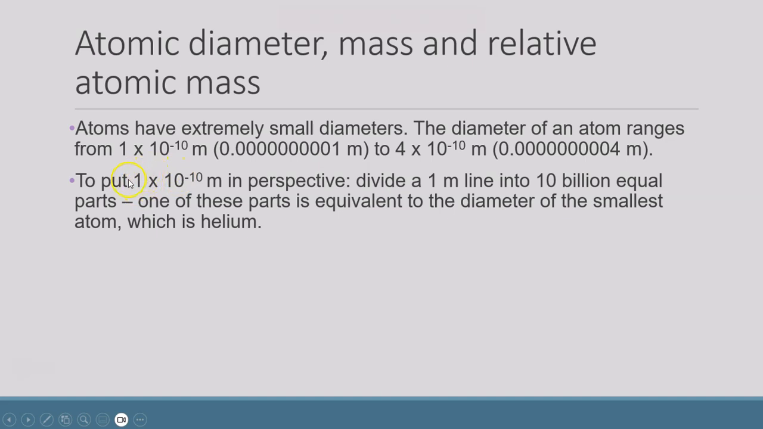So if we want to take 1 times 10 to the minus 10 meters and just try to put it in perspective for ourselves, if you take a 1 meter line and you divide it into 10 billion equal parts, one of those parts will be equivalent to the diameter of the smallest atom, which happens to be helium. And later on, we're going to understand why helium is actually a smaller atom than hydrogen. But we can't even conceptualize this, and we cannot see it under a microscope in any kind of detail. So atoms are small.